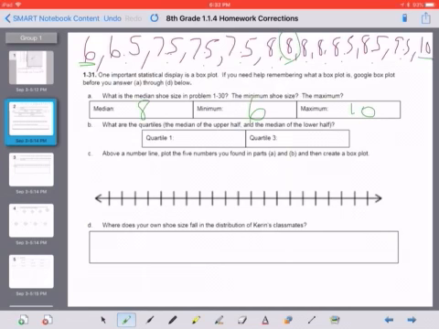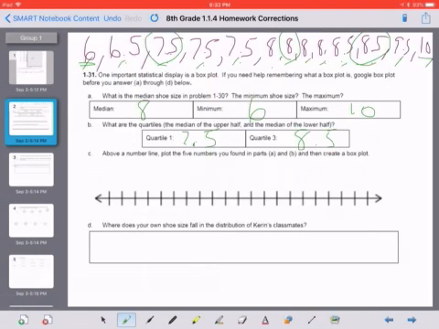The lower half is going to be my first quartile. So I'm going to do the same thing, just count off my numbers till I get to the middle. When I get to the middle, it's 7.5. Then do the same thing in the second half. I'm going to count off until I get to the middle. When I get to the middle, it's 8.5. So my first quartile is 7.5. My third is 8.5.